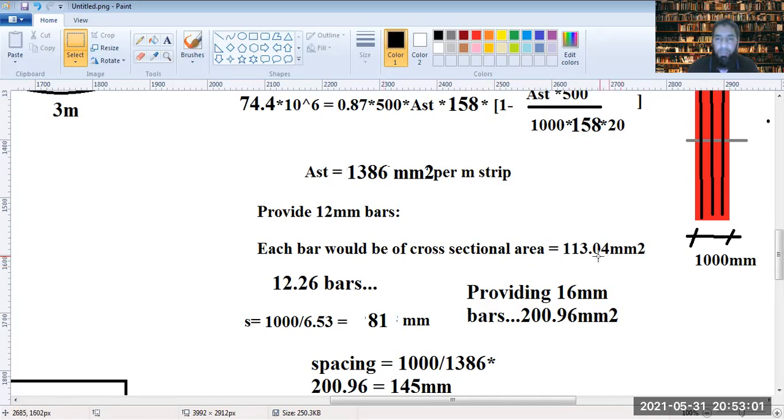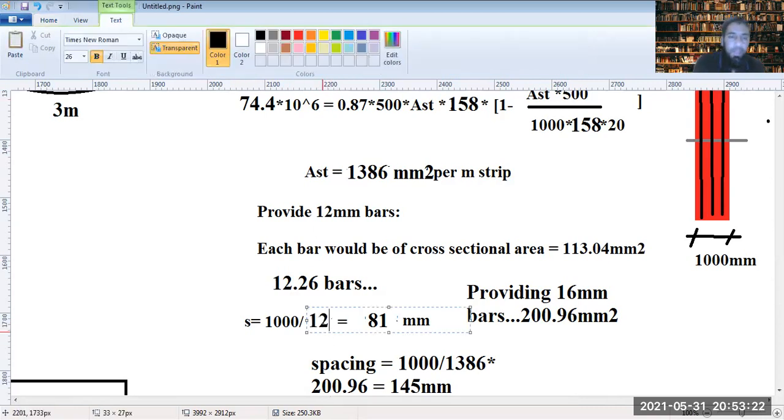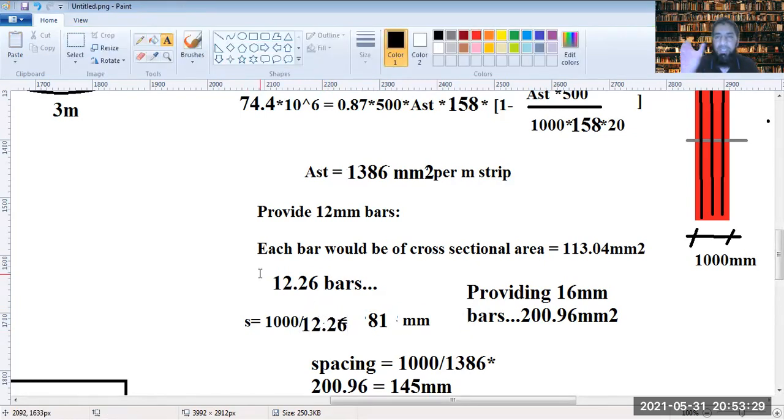So how many bars do we require? If we provide 12 mm bars, we would require 12.26 bars, and the spacing would be 1000 by, now 1000 is the width of that strip, and we are requiring about 12.26. So that's around 81 mm spacing between the bars. That's quite less, so we want to increase the bar spacing.